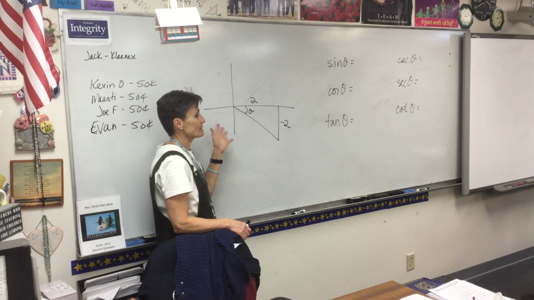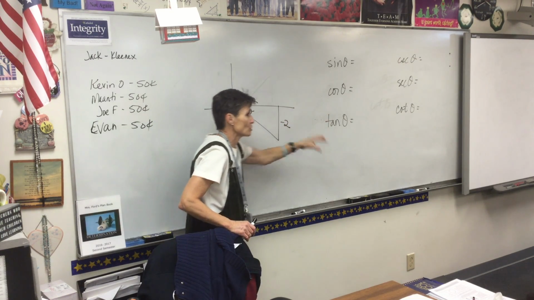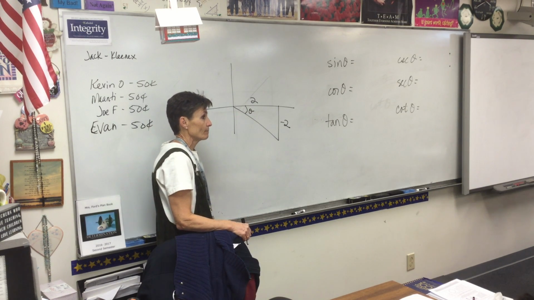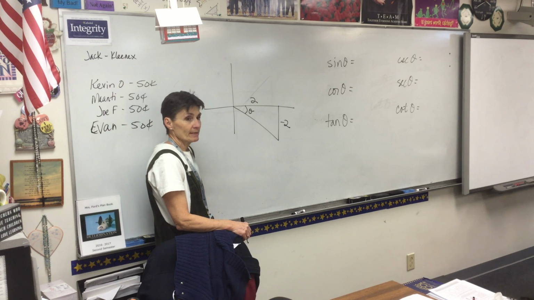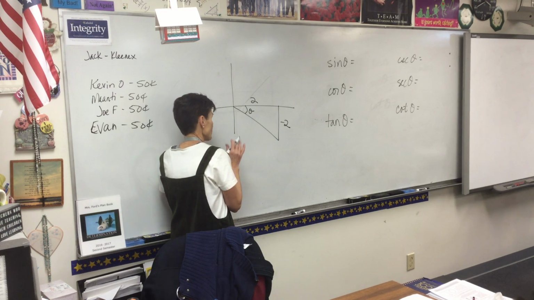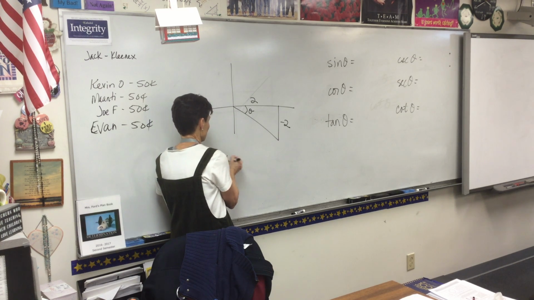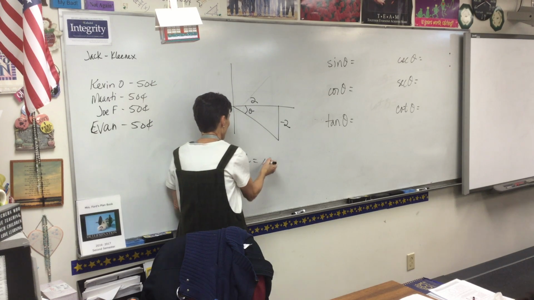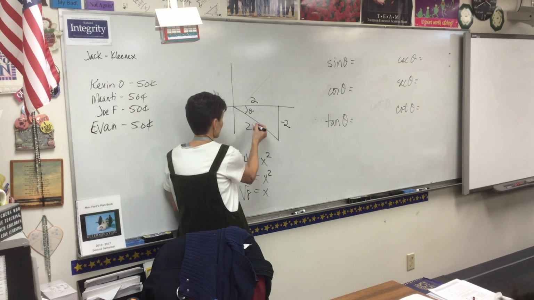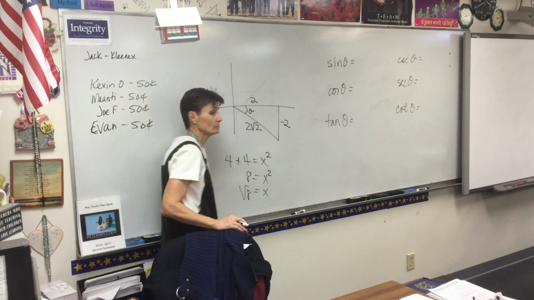What do I do now? What's the next step? I need to answer those questions. Find the hypotenuse. And how am I going to find the hypotenuse? Pythagorean theorem. That's right. We're going to use good old Pythagoras. We're not going to worry about the negatives because we're squaring. So 2 squared is 4, 2 squared is 4. So x squared is 8, and x is going to be the square root of 8, which is 2 square root 2.